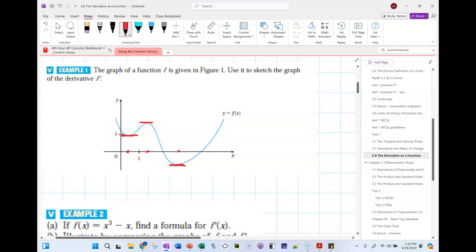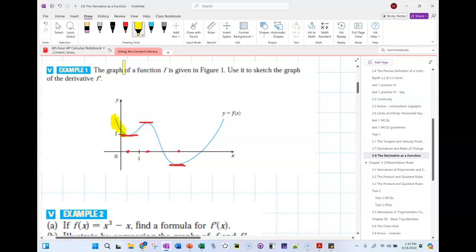What is the slope of a horizontal line? 0. So I'm going to plot my derivative. I know it has x-intercepts at those same 3 x values. Is everybody cool? Okay.